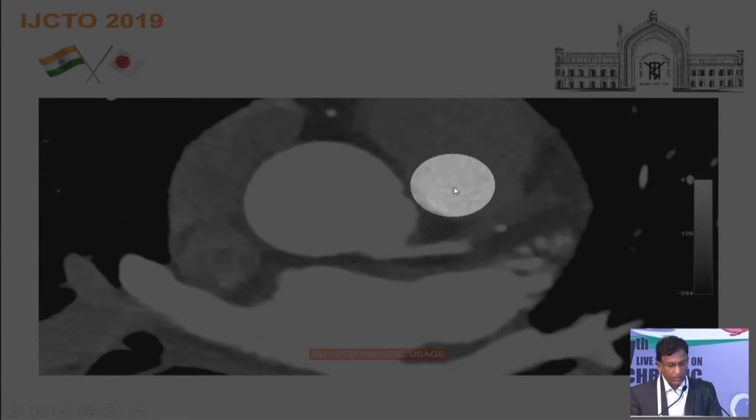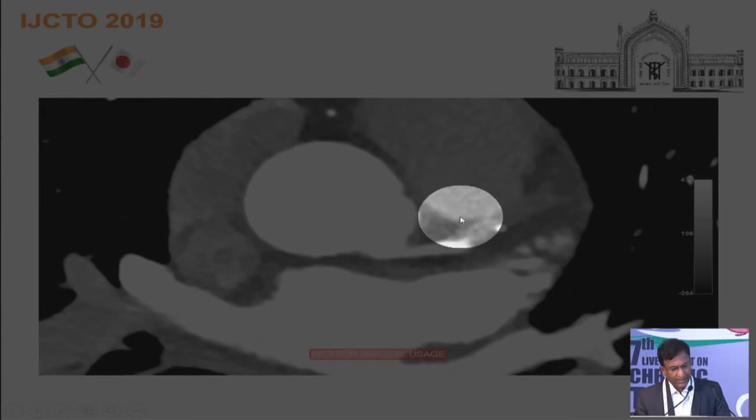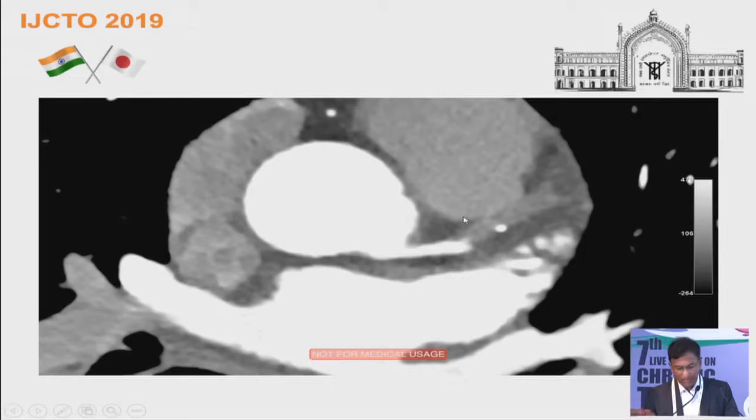This is the totally occluded vessel. We can see there's a speck of calcium here, but as most of the vessel is seen as a phantom image, we can gauge the extent, the size of the vessel, as well as the length of the occlusion based on this.